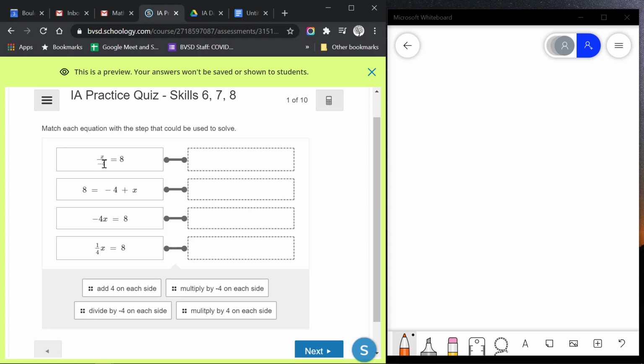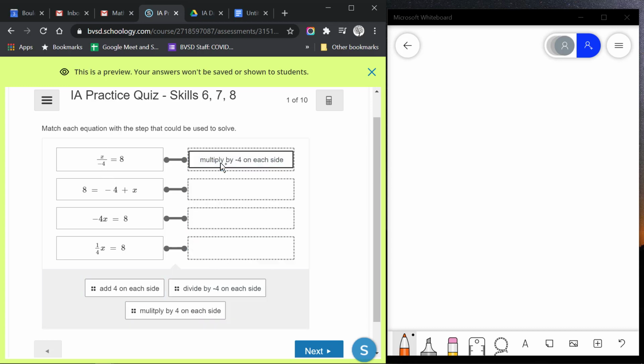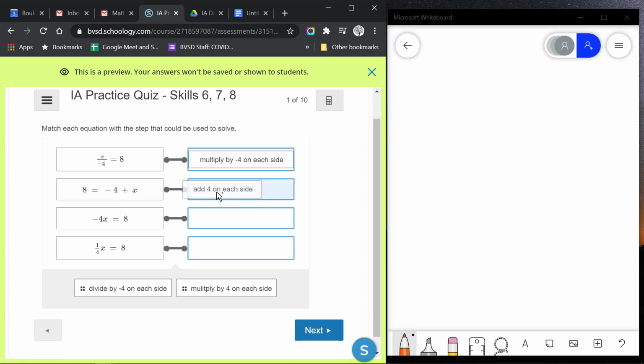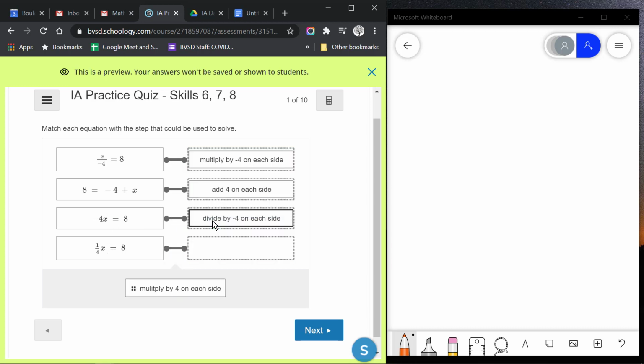So notice this is x divided by -4, and the opposite of that, to undo that, we would multiply by -4 on each side. This one, we've got a -4 here, so we want to subtract -4, or that's the same as add 4 to both sides. Here we've got multiplication times -4, so we want to divide by -4 on both sides. And here we've got 1/4, and we can undo that by either dividing by 1/4 or multiplying by 4 over 1. So we'll choose multiply by 4.